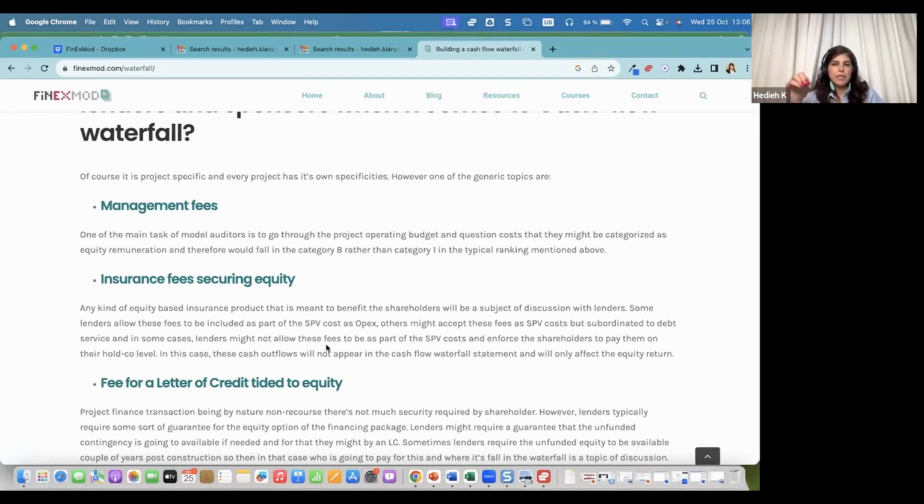to have this fee included as part of the project cost, or to be paid out directly from the dividend. So if it is paid out of the project cost, it will show up in my financial model, in my statements. If it is not, then it will only appear in the equity IRR calculation. So when I do my equity IRR calculation, I need to deduct this cost and show the return after I include this payment of this fee, insurance fees.